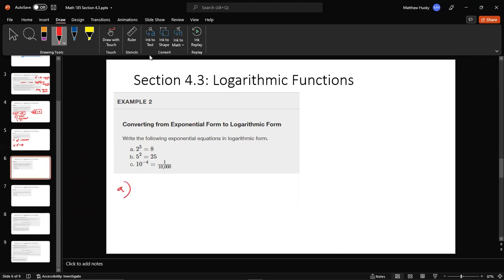So let's start with part A. You have 2 to the 3rd power equals 8. The base is a 2. So we're going to write that as log of base 2. The 8 is what goes inside of the log. So the 8 comes over to the left side where the 2 is. And then the 3 that was the power is going to move over to the other side on the right. And so the equivalent version of that statement is log base 2 of 8 equals 3.